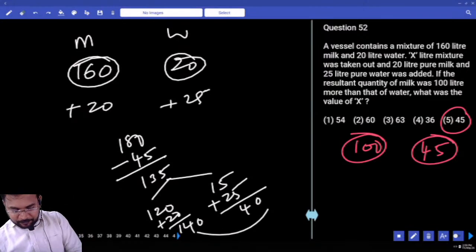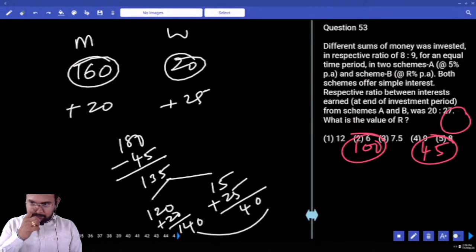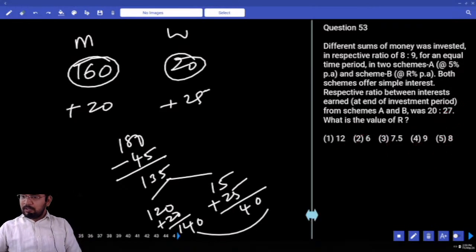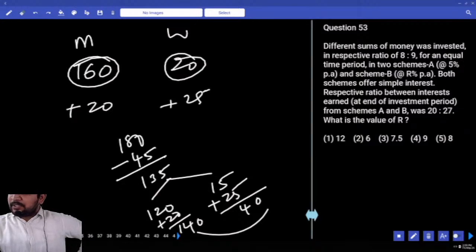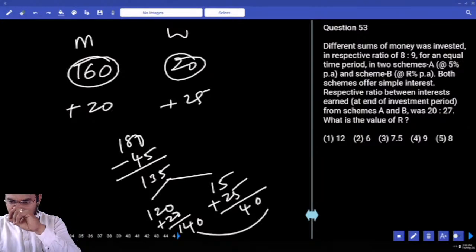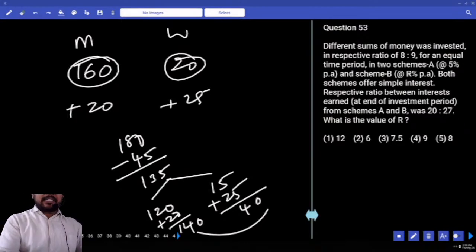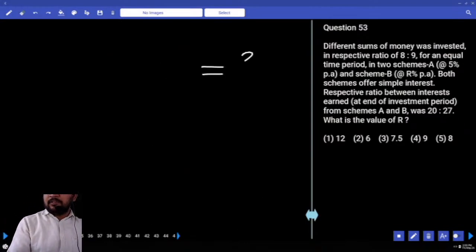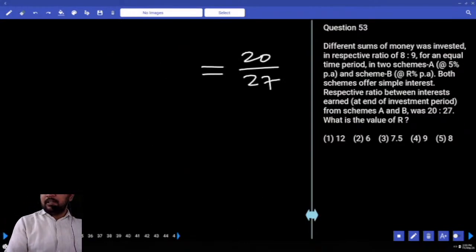Are you ready? Question number 53. Different sums of money were invested in the respective ratio of 8:9 for an equal time period in two schemes. Scheme A is 5% per annum, scheme B is R% per annum. Both schemes offer simple interest. The respective ratio between the interest earned from scheme A and scheme B was 20:27. What is the value of R? The interest ratio they gave is 20:27. Are you clear?